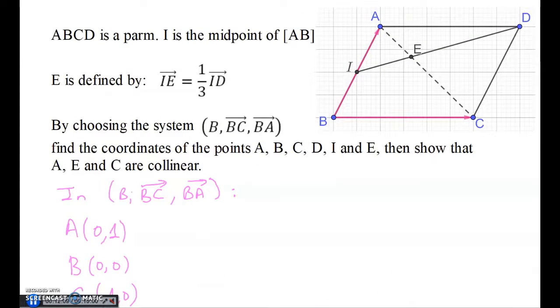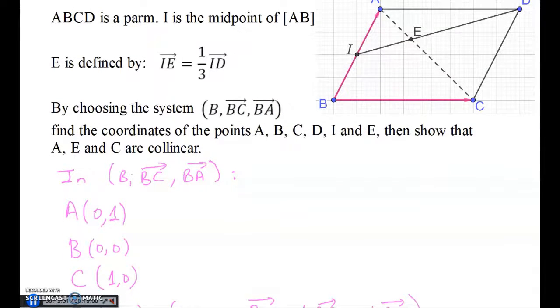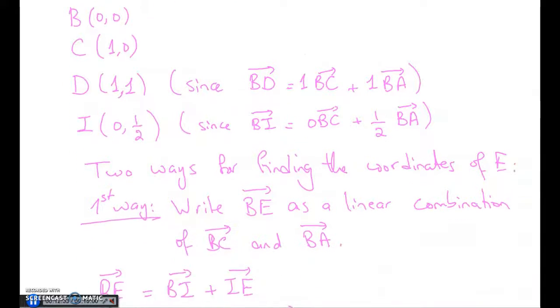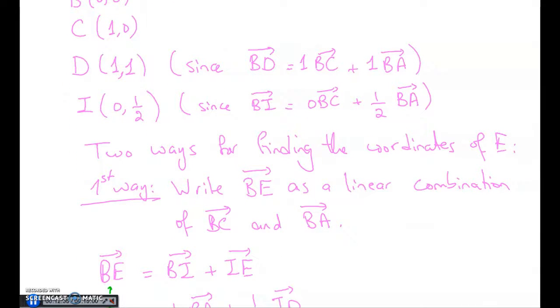Now we want to find the coordinates of E. Now, to find the coordinates of E, there are two ways. One way is to write BE as a linear combination of BC and BA. So since B is the origin, we want to write BE as a linear combination of BC and BA. Now, to do this, we have BE is what? BE is BI plus IE.